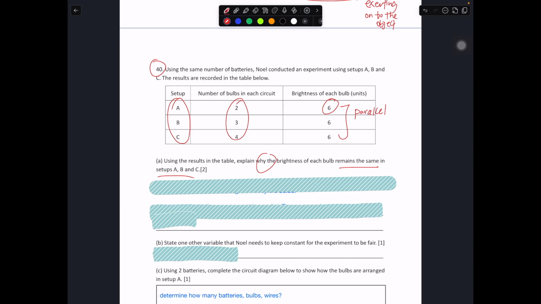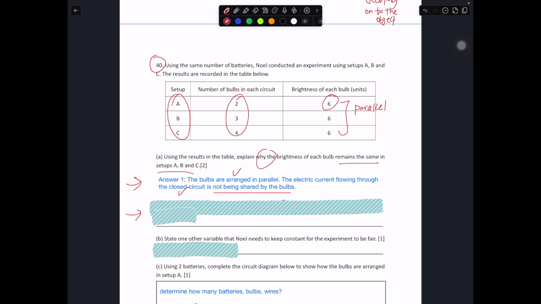Okay, so the main explanation is that in parallel, the electricity flowing through the closed circuit is not being shared by the bulbs. They are not being shared. They have their own path, and each path will have the same amount of electricity flowing through it. Another way of answering: the bulbs are arranged in parallel. The amount of electricity flowing through the closed circuit in each bulb will not change when more bulbs are added. No matter how many bulbs you add in parallel, the amount of electricity through each path will remain the same. So that's why the brightness did not change as shown over here.